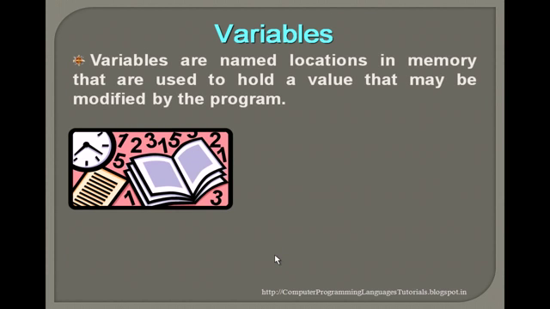The next important part is a variable. Variables are named locations in memory. If you want to store some data, then you need variables. If you want to perform addition of two numbers, then you need three variables. Why three variables? Because two variables are for the numbers and one variable is to store your output. If you have a program, then your first step is to think about variables. How many variables are required to create a program? Therefore, variable is a very important part.